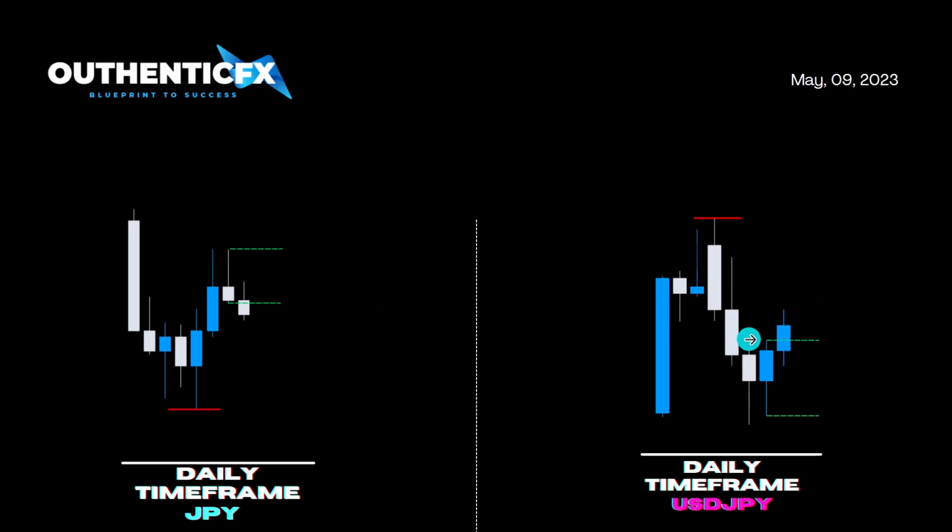So on USD JPY, we've marked up the high and low, and notice how Tuesday's candle pushes up, breaking the high, as we are expecting bearish momentum to gravitate to the liquidity draw or area of interest.